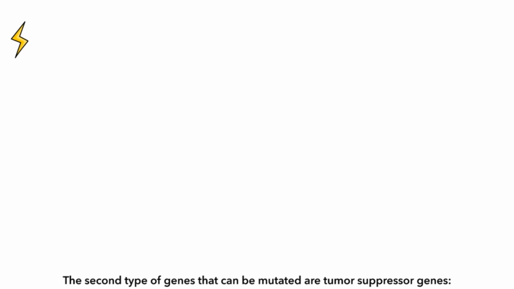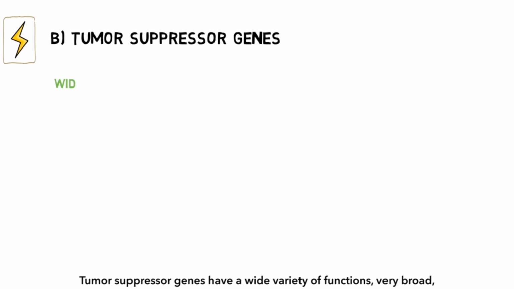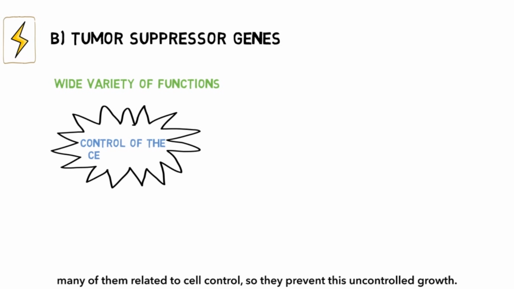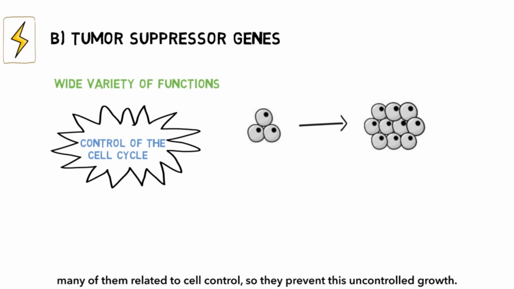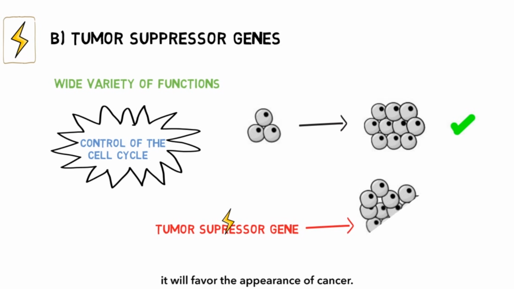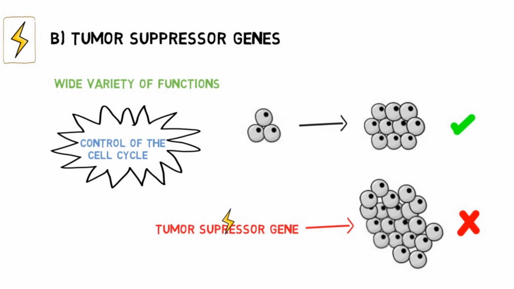The second type of genes that can be mutated are tumor suppressor genes. Tumor suppressor genes have a wide variety of functions, very broad, many of them related to cell control, so they prevent this uncontrolled growth. If a mutation causes that they cannot perform their function, it will favor the appearance of cancer.